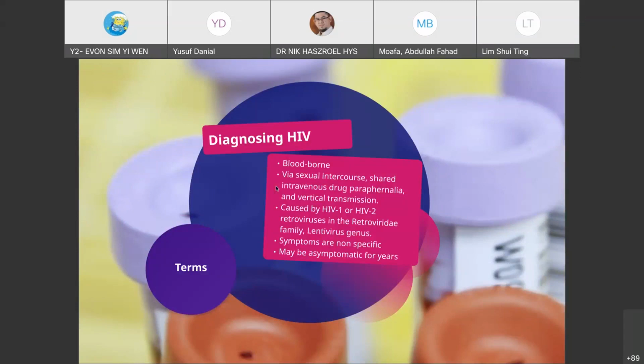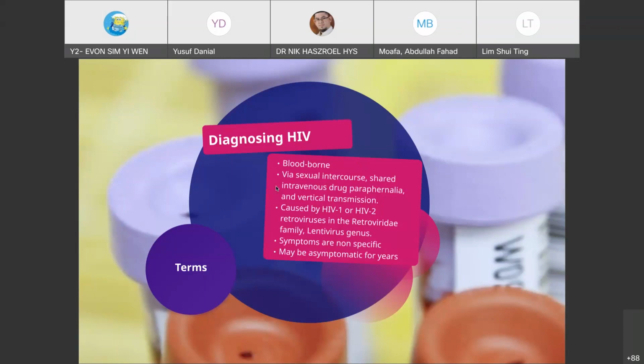Okay, so starting with the basics, my friends have covered a lot of this, but to recap quickly, HIV is a bloodborne virus that transmits via sexual intercourse, specifically without protection, and also via intravenous drug paraphernalia, especially drug use such as heroin abuse, and vertical transmission from mothers to babies. It is caused by the HIV-1 or HIV-2 retroviruses. The symptoms are non-specific, which can be problematic because the patient may come with diarrhea, or as Yvonne mentioned, just non-specific symptoms, which makes it hard to identify what the problem is. HIV can also be asymptomatic for years or even over a decade.